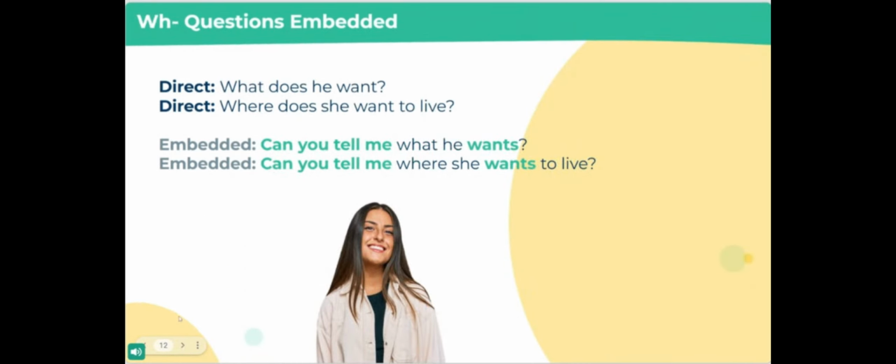Great. Well, we've got here WH questions embedded. So question words such as what and where. Let's have a look at some direct examples. What does he want? Where does she want to live? Embedded: can you tell me what he wants? Can you tell me where she wants to live?